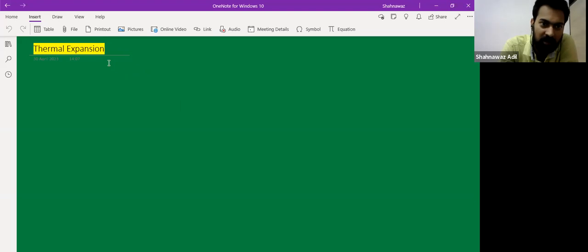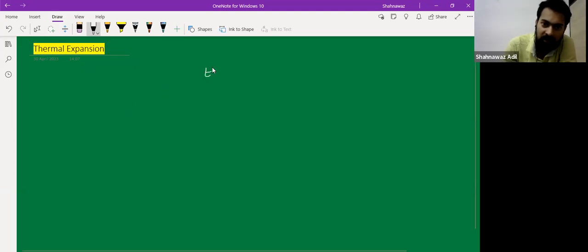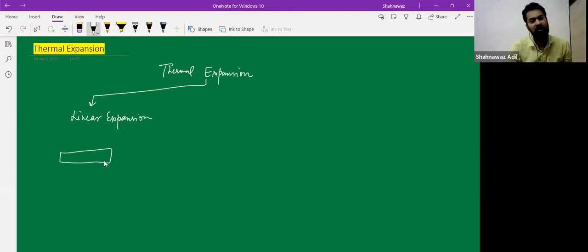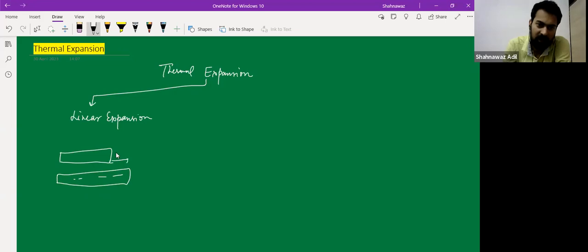The first thing that happens is that they can expand. There are three kinds of thermal expansion. One is the linear one. Let's say this was the rod and you heated it, you gave some energy, you raised its temperature, and then it elongated by some length delta L.